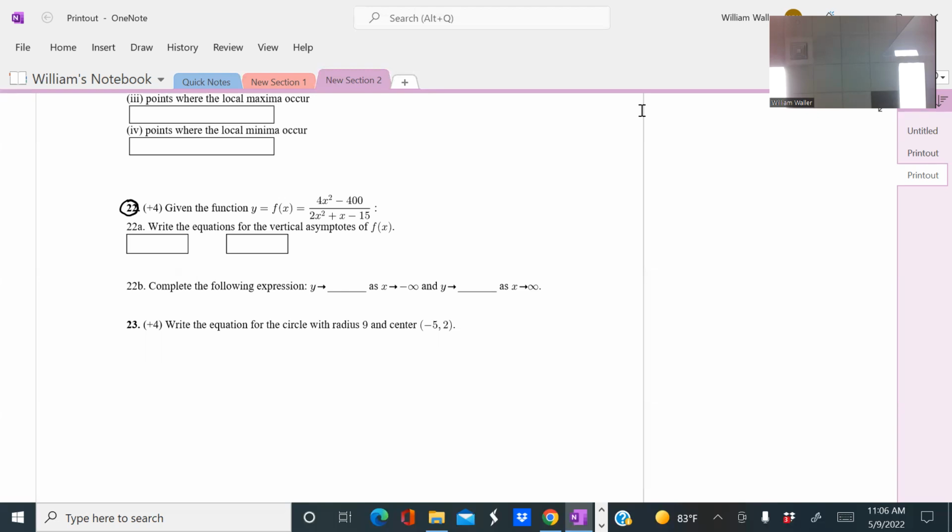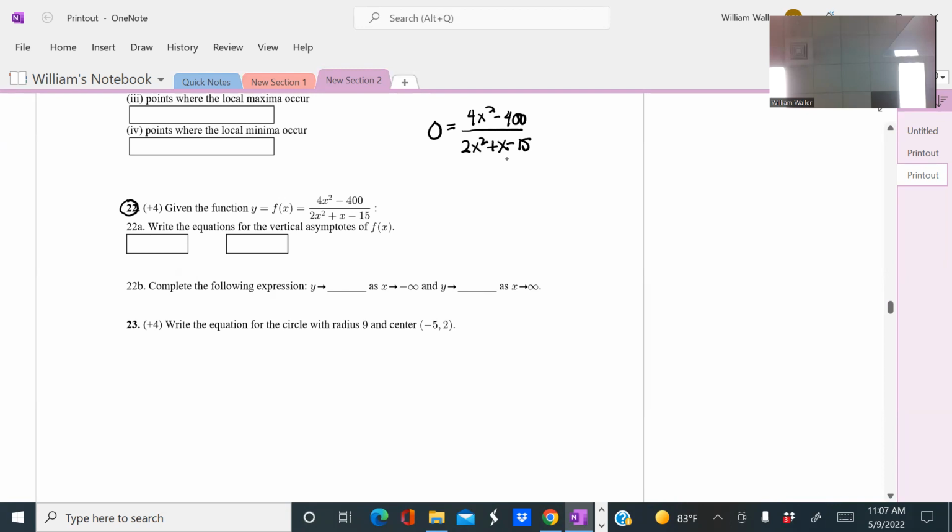If you set the numerator to 0, Ravi, that's going to be the same as finding the x-intercepts. Why is that? Because look, to find the x-intercepts for any function, what do you do? You set the formula to 0, right? So you would have 0 is equal to 4x squared minus 400 over 2x squared plus x minus 15.